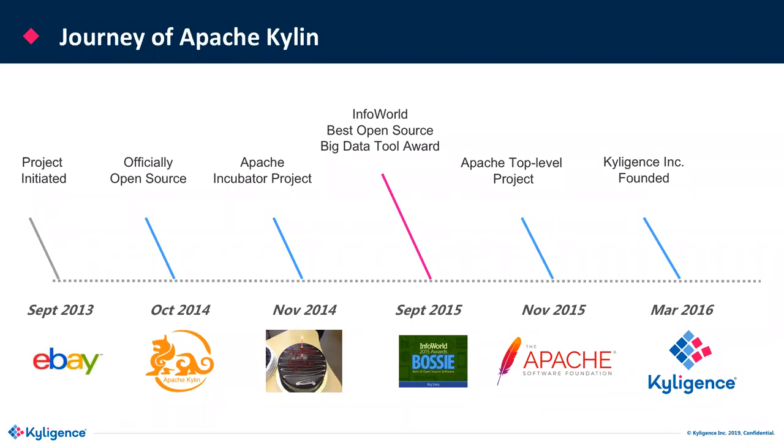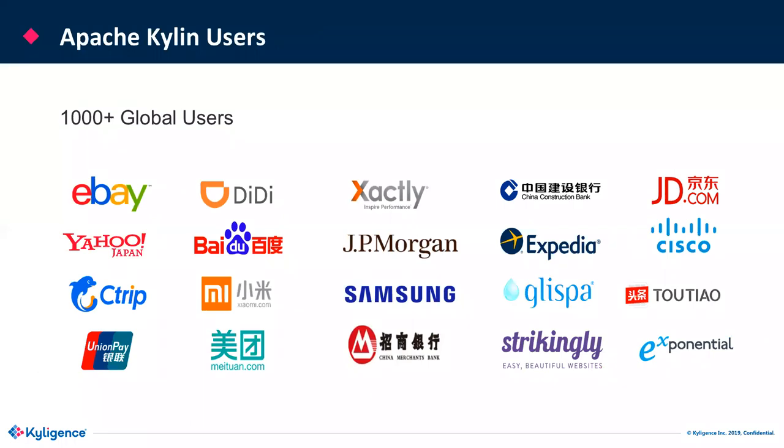Apache Kylin is an extreme OLAP engine for big data. It was first developed by eBay and later contributed to the Apache Foundation. After a period of incubation, it successfully graduated into an Apache top-level open source project. Later, the founder team created the company Kyligence to provide enterprise software and services based on Apache Kylin, and also actively contribute back to the open source community. As of now, Kylin has more than 1,000 users all over the world, including some well-known companies.